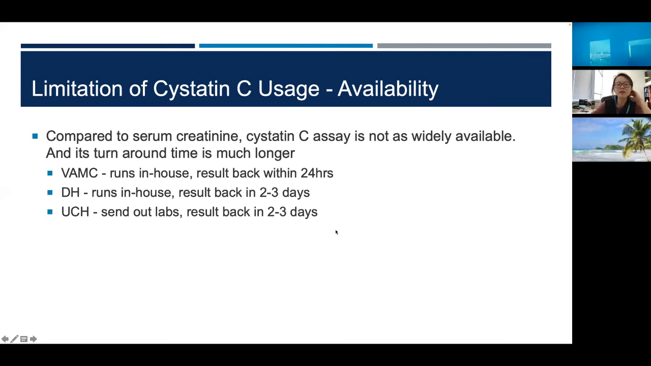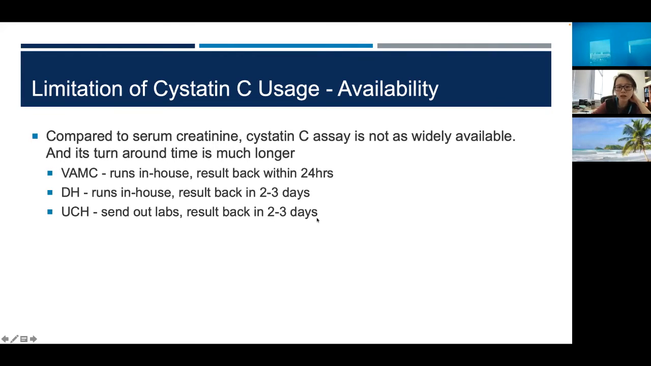At the VA, I talked to Charles, who works at the VA. He says cystatin C is run in-house, and usually the result comes back within about 24 hours. At Denver Health, they do the test in-house, but the turnaround time is about 2 to 3 days. And at UC Health, right now, we still send out the labs to ARUP, and it usually takes about 2 to 3 days to come back.